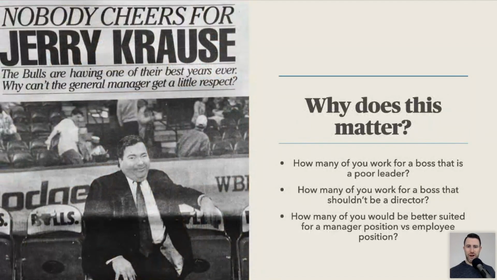So why does this matter, right? Well, there's a picture here of Jerry Krause. Now, you didn't see that in the first photo, but Jerry Krause was the general manager for the Chicago Bulls. So he was underneath Jerry Reinsdorf, and he became in between Jerry Reinsdorf, which was the owner of the Chicago Bulls, Phil Jackson, and the team.